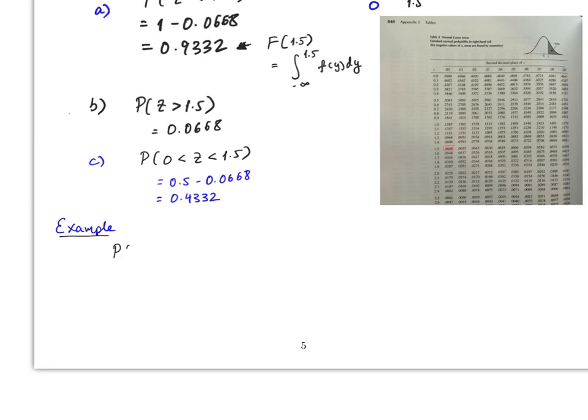All right, let's do another example. Let's say you want to find the probability that minus 1 is less than z less than 1.